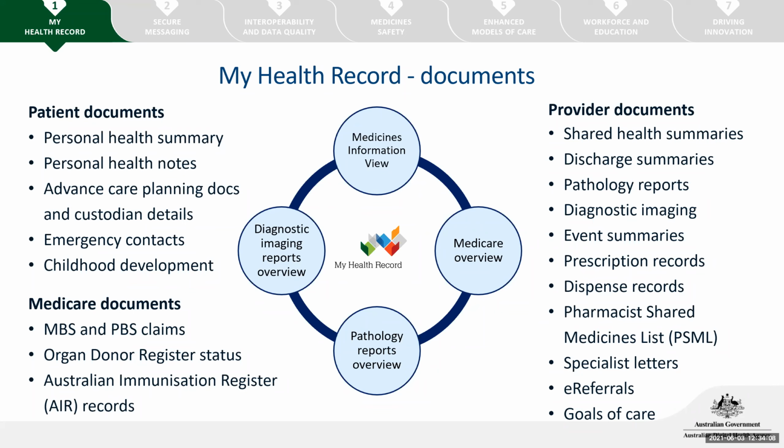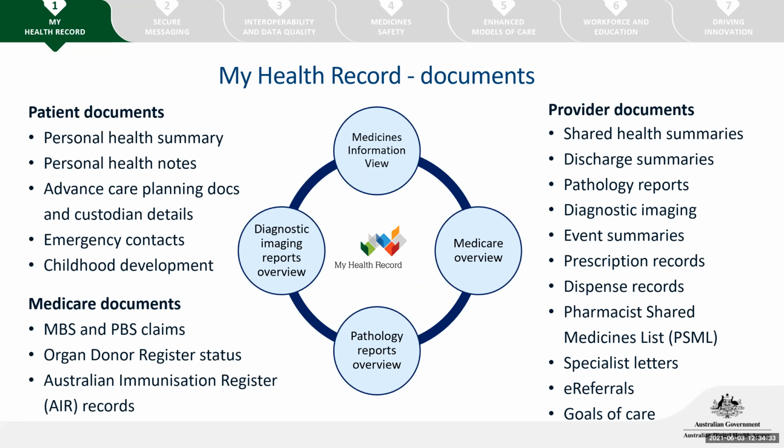Now, the second source is from healthcare providers themselves, so people like yourself. So what we're looking at here is anything like a shared health summary, a hospital discharge summary, medicines information. So we're talking about prescription and dispense information. We're also talking about pathology reports and radiology reports, just to name a few.